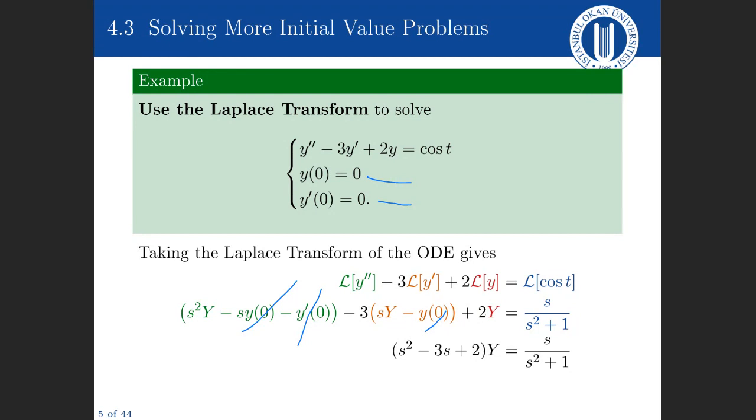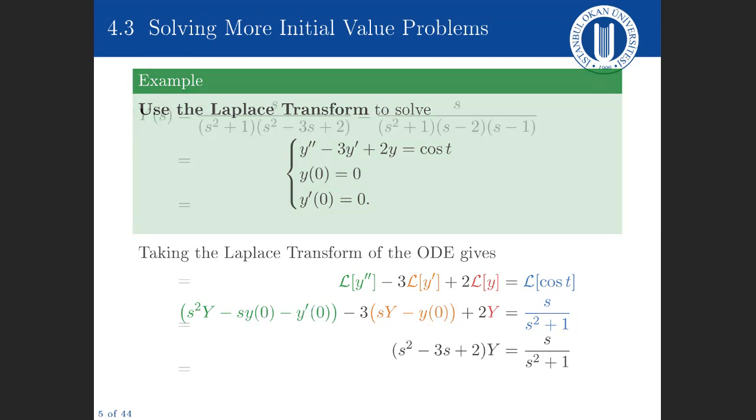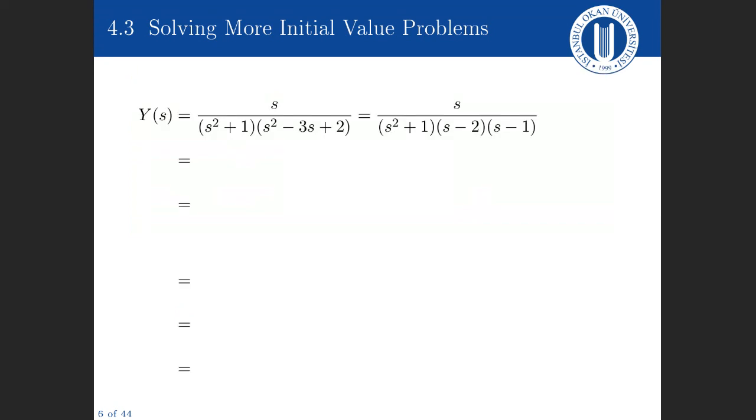Divide both sides by s squared minus 3s plus 2 to solve for Y. And I want to factorize this as s minus 2, s minus 1 on the bottom. If we can find the inverse Laplace transform of this function, then we've solved the initial value problem. To go further, we need to use partial fractions.